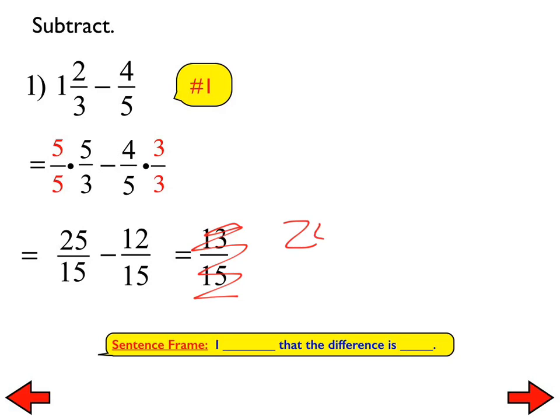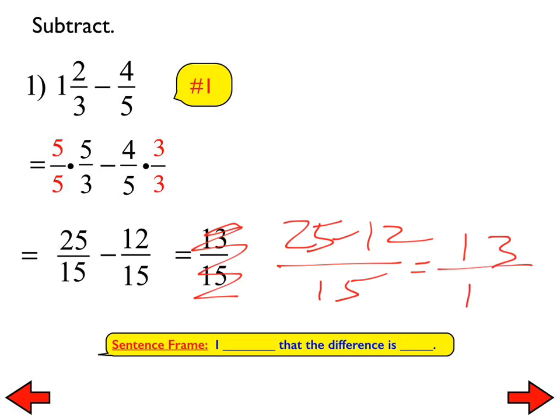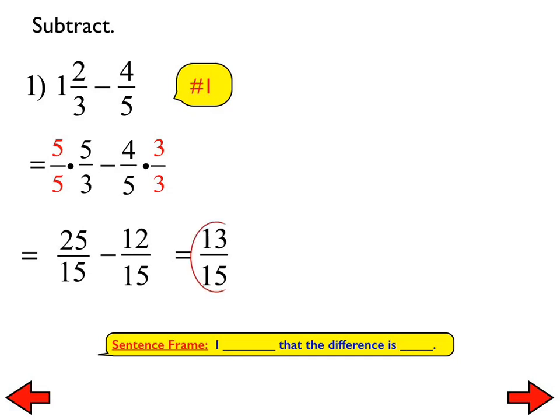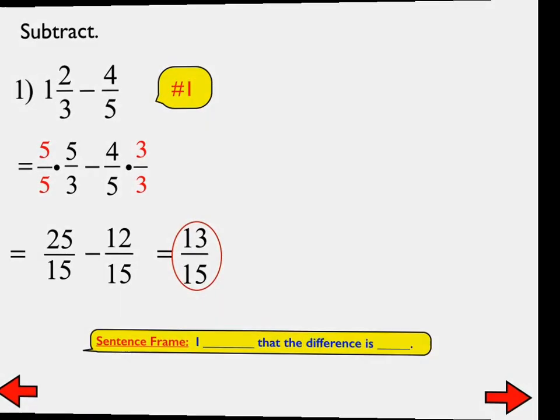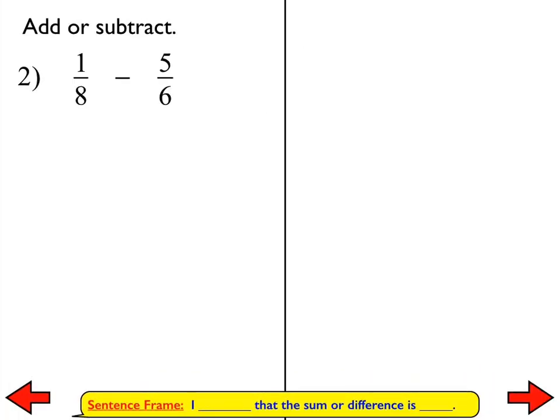We really should be doing this step right here, so we're not making those common mistakes that I talked about when we had common denominators. But we should end up with a difference of 13/15. That one's easy. We don't have any negative numbers in there, but I believe all the rest of these will. So now let's go to number 2. Everybody try number 2.